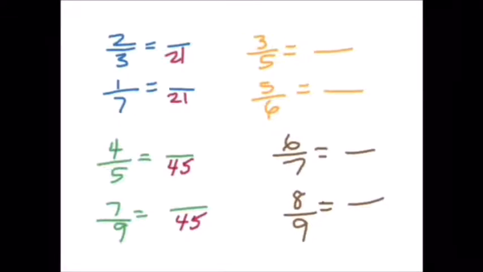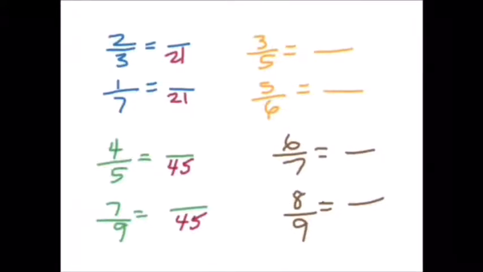Let's go to the orange set. Let's take a look at our denominators. We have a 5 and a 6. 6 times 1 is 6. Can you multiply 5 times something and get 6? No. 6 times 2 is 12. Can you multiply 5 times something and get 12? The answer is no. 6 times 3 is 18. Can you multiply 5 times something and get 18? That answer is also no.